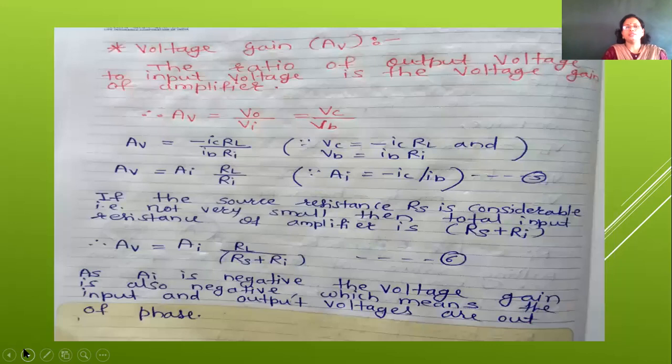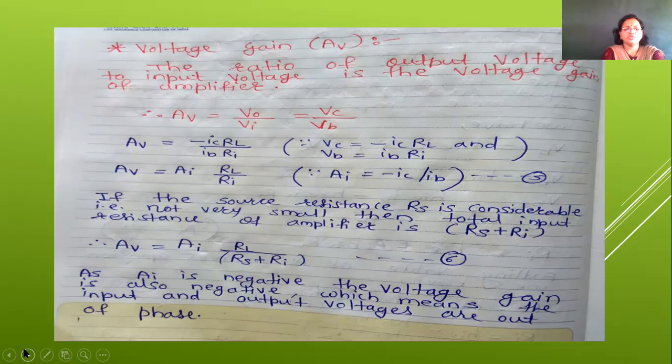Now we calculate the next parameter. That parameter is the voltage gain. Voltage gain means the ratio of output voltage to the input voltage of the amplifier. Therefore AV is equal to output voltage upon input voltage. The output voltage is VC, the voltage across the collector, and our input voltage is VB, the voltage across the base.